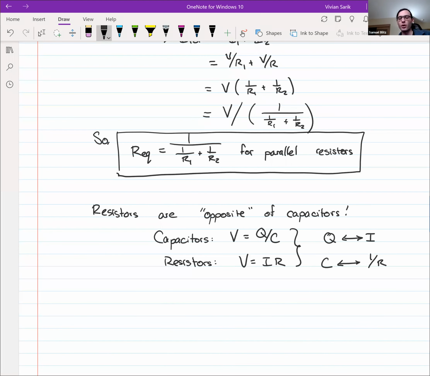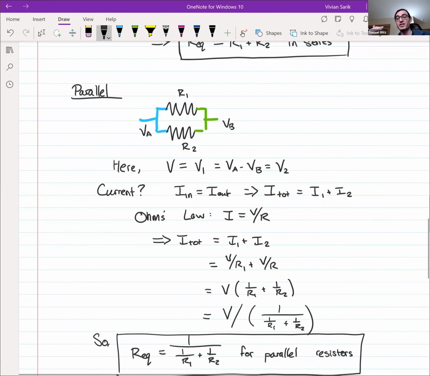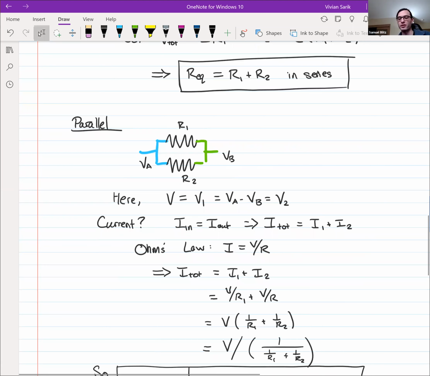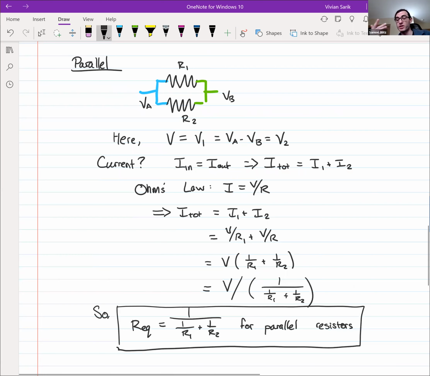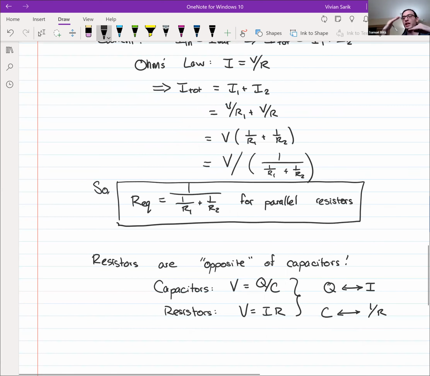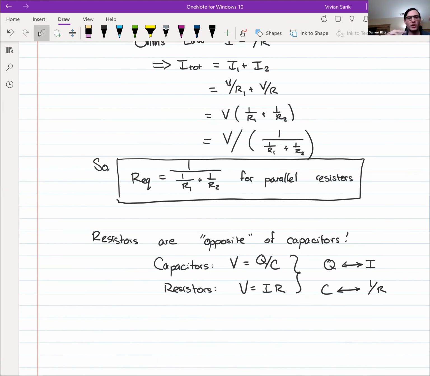can kind of see why it makes sense that for capacitors, if they're in series, they have this inverse type formula, and how it's the reverse for resistors. So there is this sort of relationship between capacitors and resistors, how one's kind of the inverse of the other. It's not quite a rigorous analogy, but it is there, and maybe it'll help you remember which one's which.